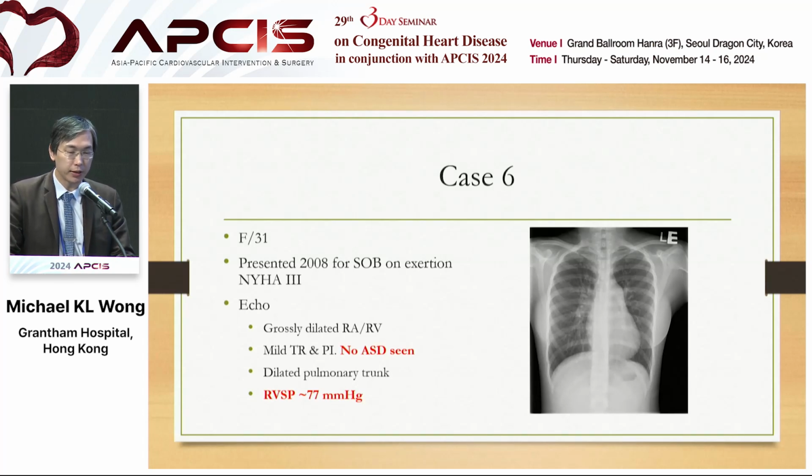So this is another case of a young lady, 31 years old, presented 15 years ago with SOB at the adolescent age. At that time already New York Heart Class 3. Echocardiogram initially showed grossly dilated right heart with no obvious ASD noted, dilated pulmonary trunk, and also RVSP already 77 millimeter mercury.